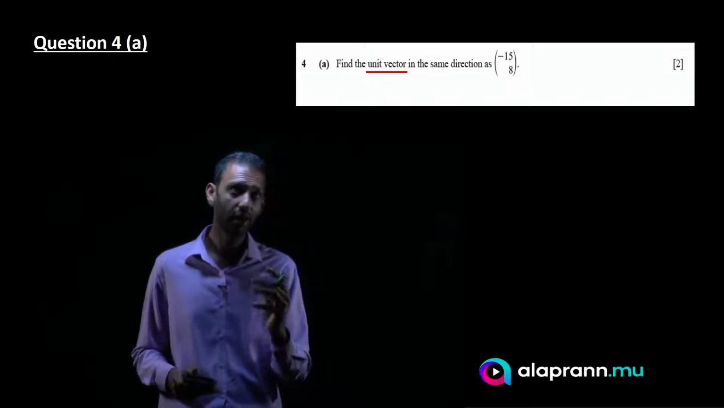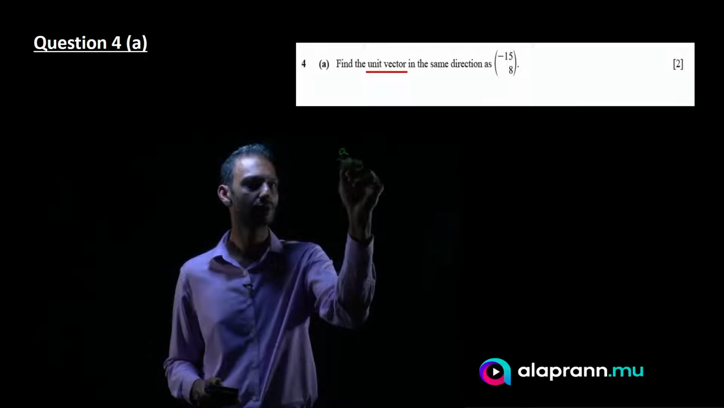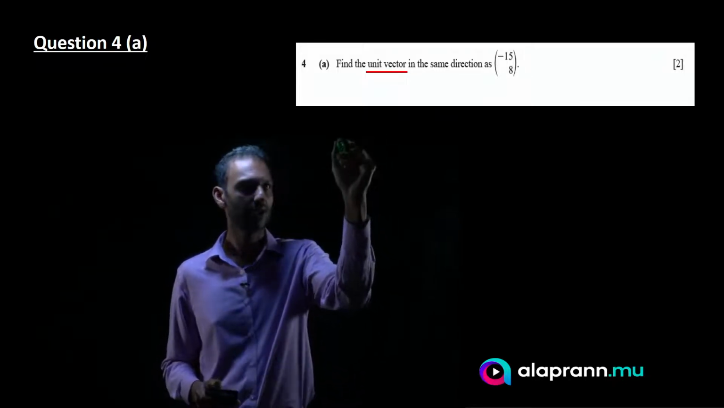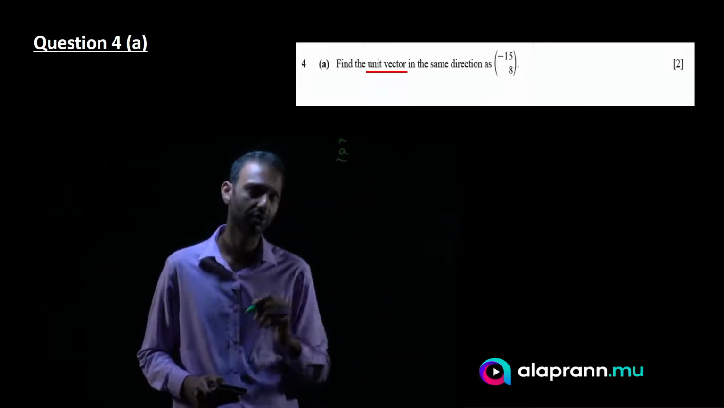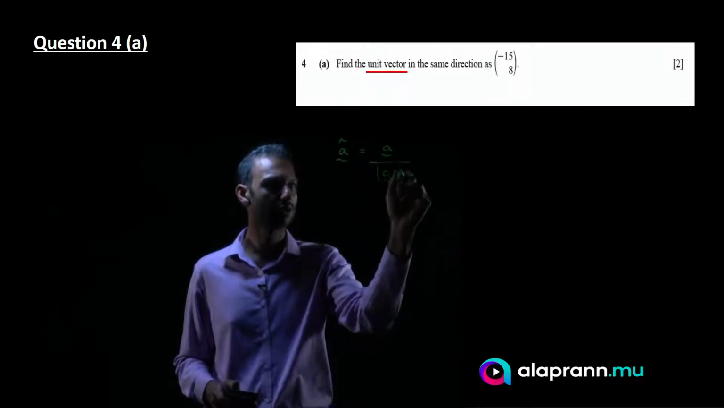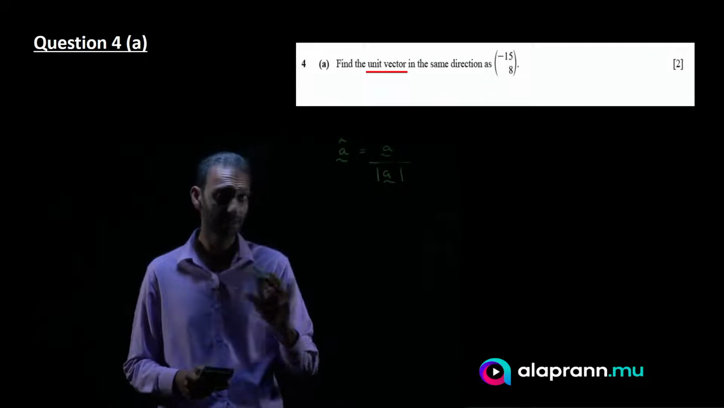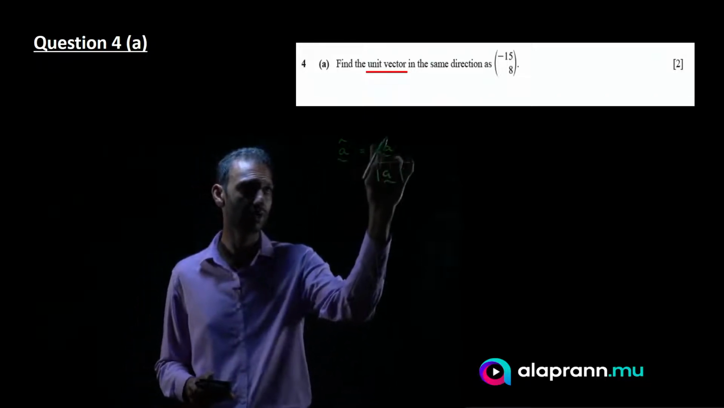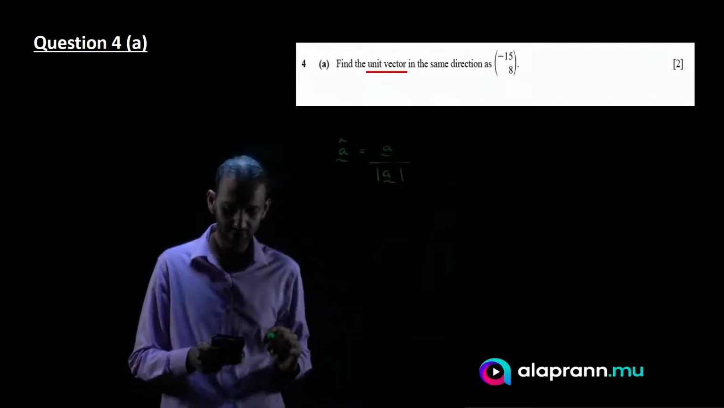Now, recall the formula for the unit vector. For the vector A, we put a cap on it when we are talking about unit vectors. It's equal to the vector divided by the modulus of the vector. As simple as that. So the unit vector is equal to vector A divided by the modulus of A.